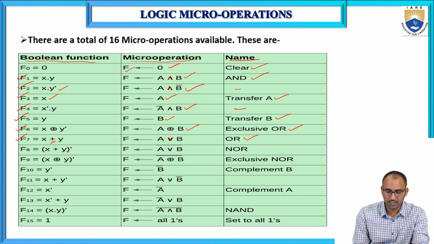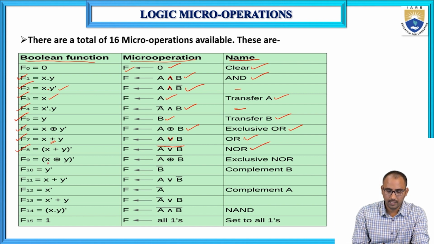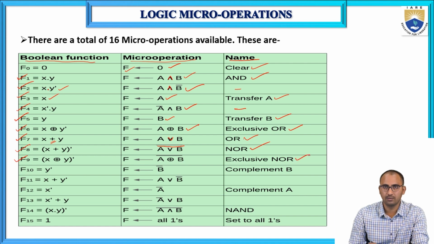Next, X plus Y whole bar. That indicates that it is a NOR operation. The same we can represent as A or B, whole bar. It is a NOR operation. And next, X XOR Y whole bar. It is F9. So it is F tends to A XOR B whole bar. It represents the exclusive NOR operation.